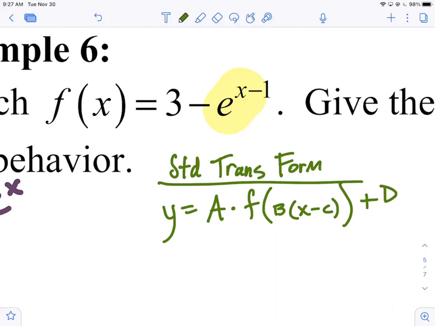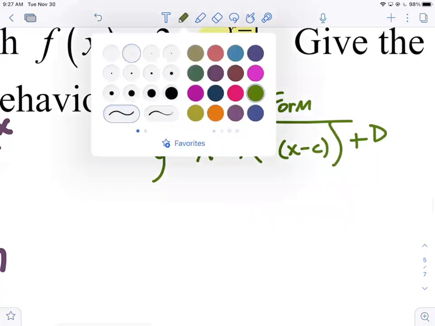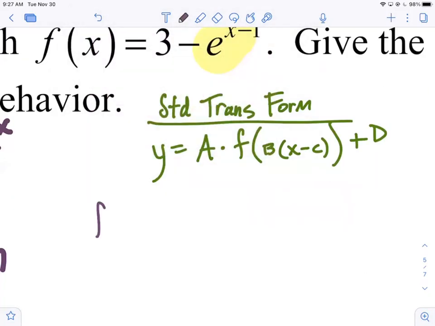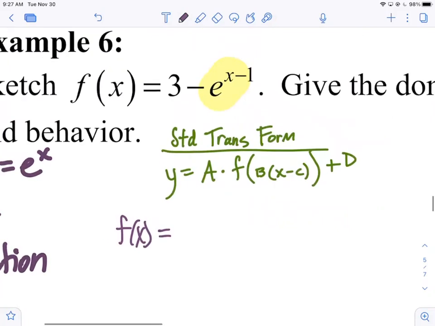So is f now in standard transformation form? Not quite, right? There's one last thing we have to do. What is it? The 3 in the front should go where? At the back, right? So that's negative e to the x minus 1 and then plus 3.